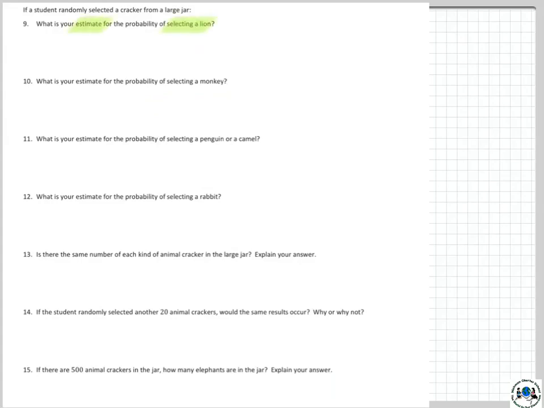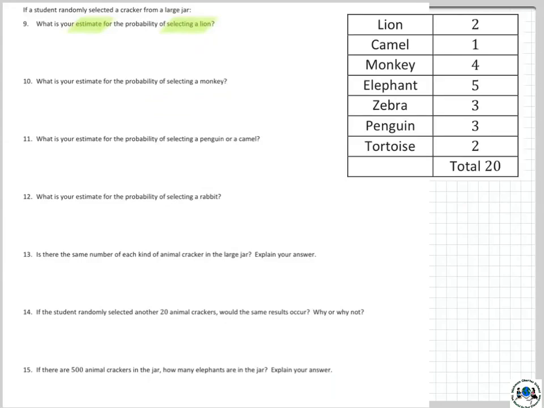Okay, let's take a look here at our first question. We're going to estimate the probability of selecting a lion. There's our chart of data again. The lion was 10%, which was 2 out of 20. I'm highlighting estimate to let you know how important it is to understand that we are just talking about estimating right now.